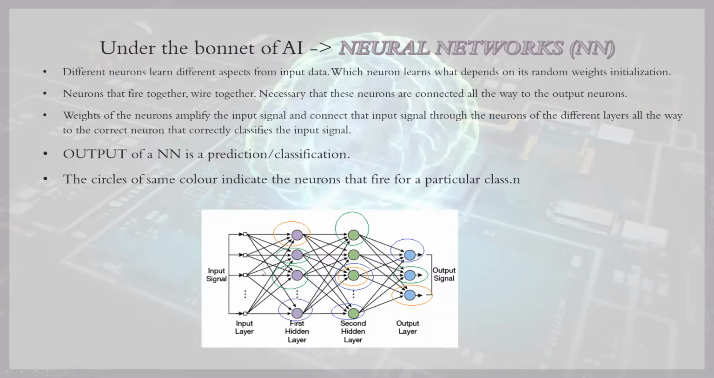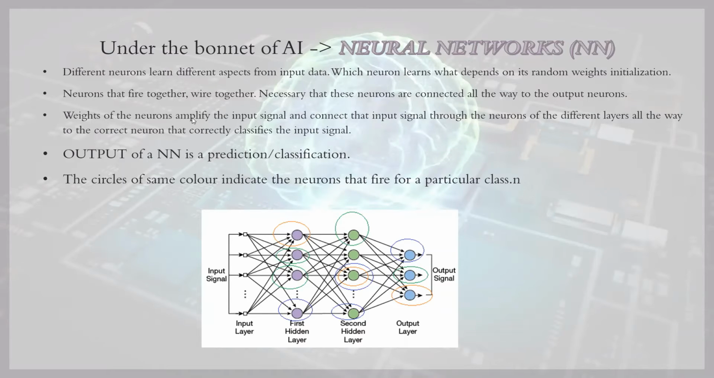So this is what I was trying to say earlier. When this gets activated, these will also have high activation values. These will also be high values. There is a saying in the AI community: neurons that fire together wire together. So those that fired together have wirings. That means they are connected, all the way to the end here. So it is necessary that these neurons are connected all the way to the output neurons.